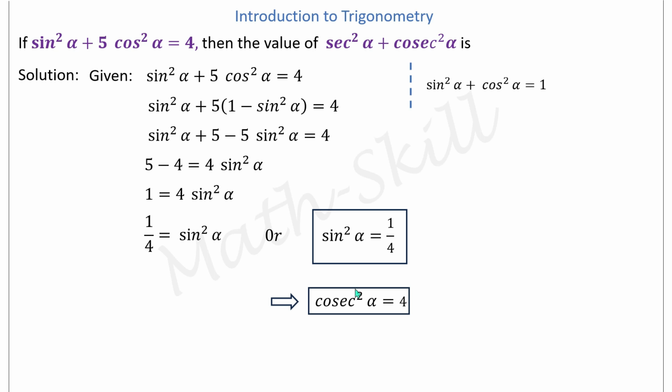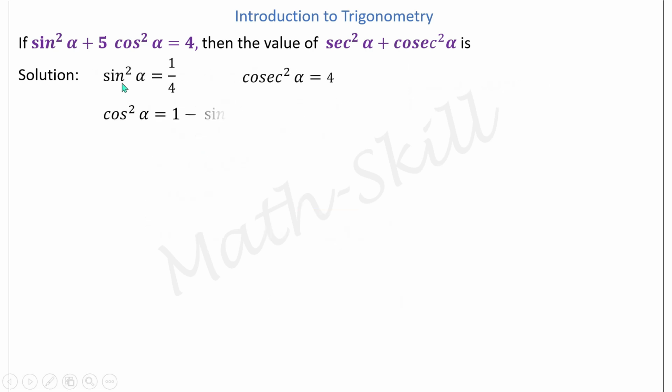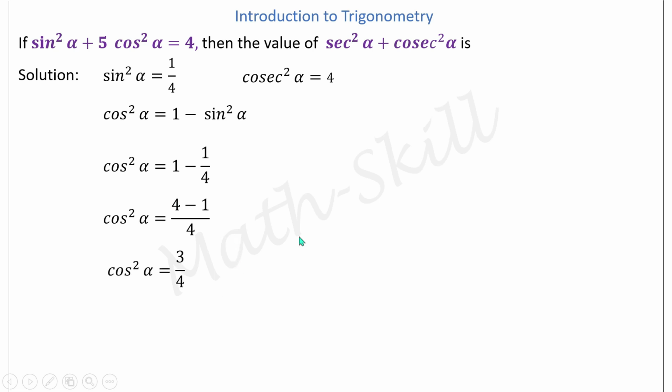This is one of the data which is required. Now let us see how to find out cos²α using sin²α. Let's note down the values what we have found out: sin²α is equal to 1 by 4 and cosec²α is equal to 4. Now, just now we have seen that cos²α is equal to 1 minus sin²α. Therefore, 1 minus sin²α is 1 minus 1 by 4, or 3 by 4. Since we want sec²α, let us do reciprocal of the value we have found out, that is sec²α is equal to 4 by 3.